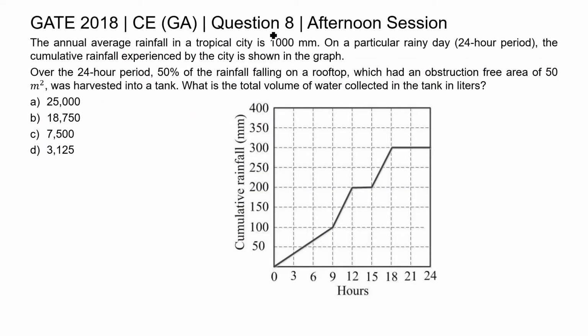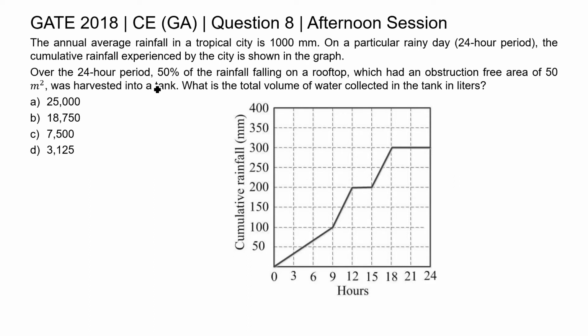This is question 8 of Civil Engineering General Aptitude section of GATE 2018 afternoon session. The annual average rainfall in a tropical city is 1000 millimeter. On a particular rainy day, the cumulative rainfall experienced by the city is shown in the graph.